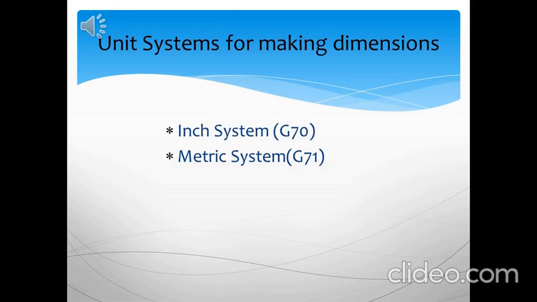Without unit systems, we cannot identify the dimensions or in what unit. We are using two types of unit systems. The first one is the inch system and the second one is the metric system. G70 code is used to denote the inch system and G71 code is used to denote the metric system.